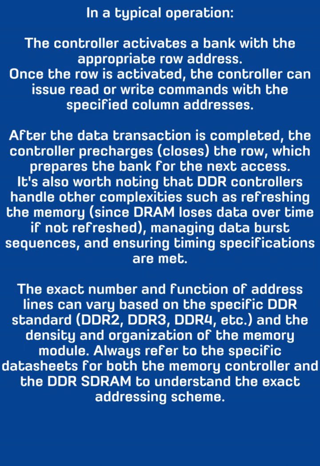It's also worth noting that DDR controllers handle other complexities such as refreshing the memory, since DRAM loses data over time if not refreshed, managing data burst sequences, and ensuring timing specifications are met. The exact number and function of address lines can vary based on the specific DDR standard (DDR2, DDR3, DDR4, etc.) and the density and organization of the memory module. Always refer to the specific datasheets for both the memory controller and the DDR SDRAM to understand the exact addressing scheme.